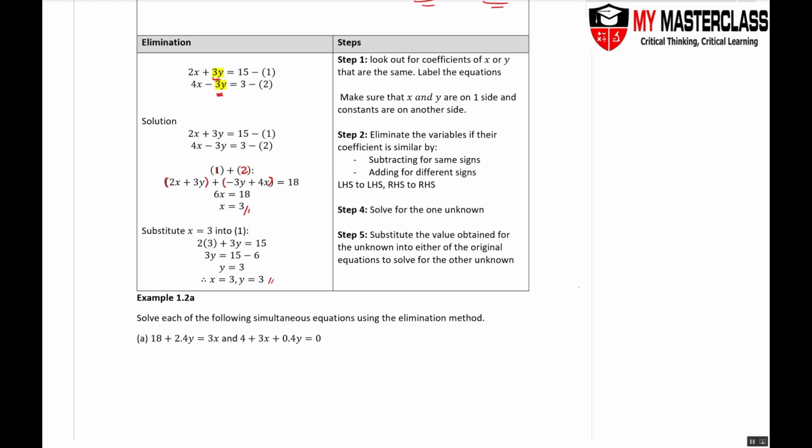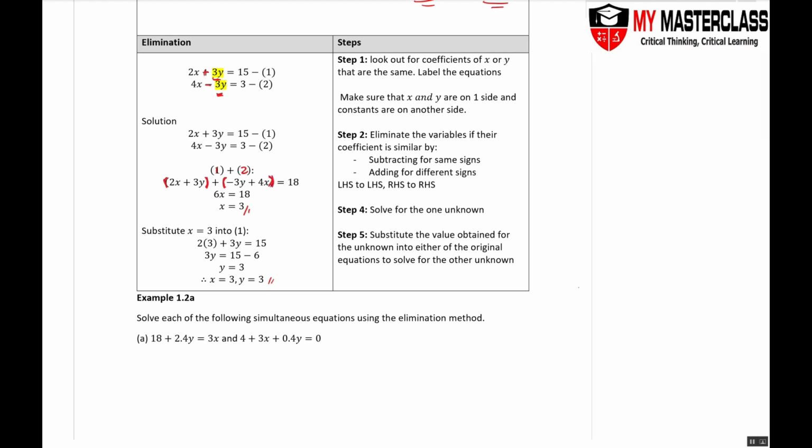Based on what you see, you have both equations with a 3y, and they are of opposite signs. One is a minus, one is a plus, which is why we will add the two equations together, which is 1 plus 2. Always add the brackets here first, to prevent careless mistakes.